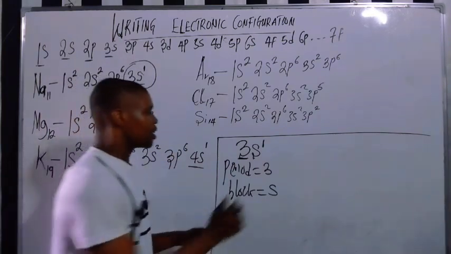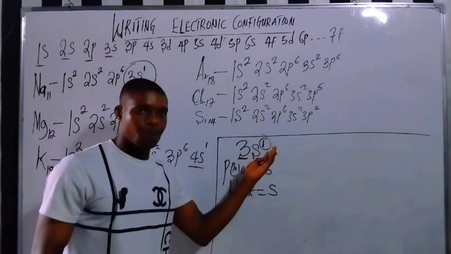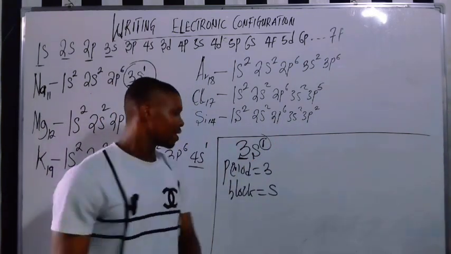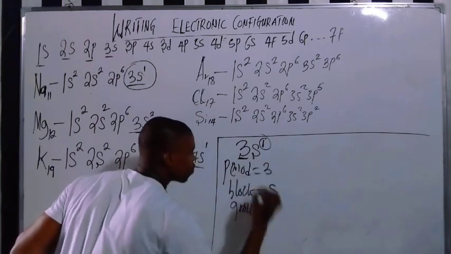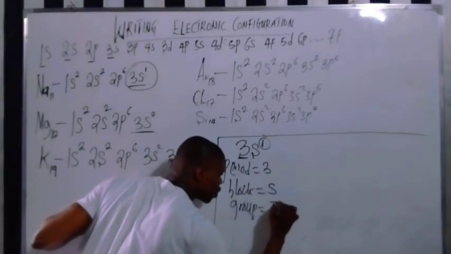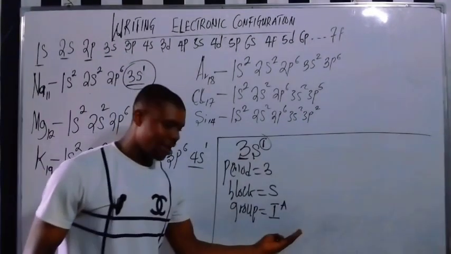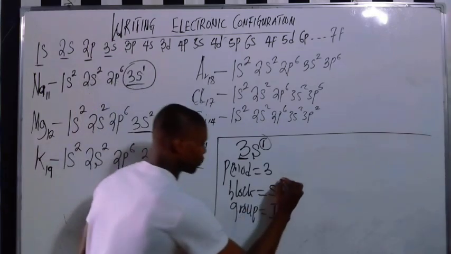Now from here you get the period. Then you can get the group, or the valence electron. The group is also the valence electron. So the group number is 1, and it's going to be in Roman numeral, 1A. It's not just 1, it is 1A. That is for this one here.